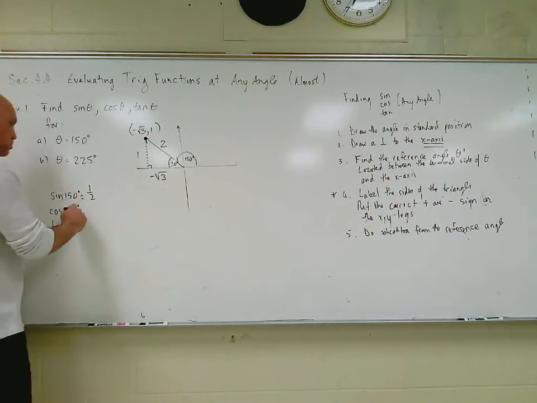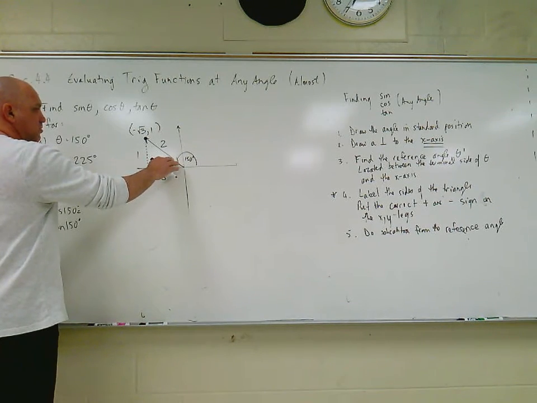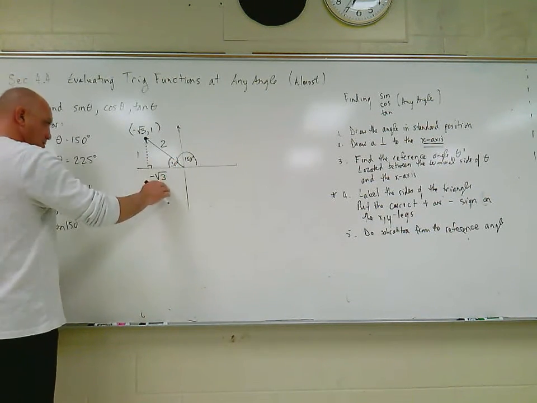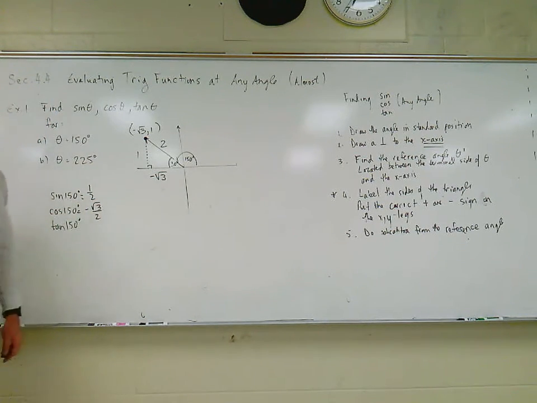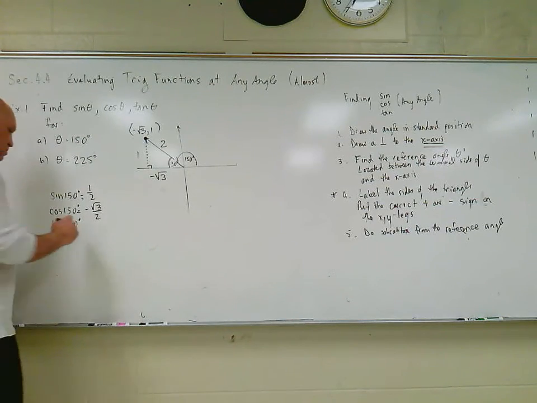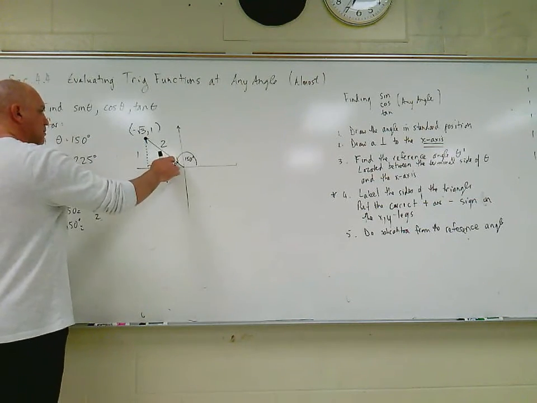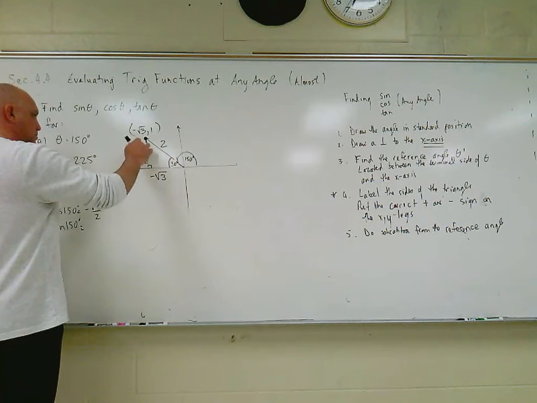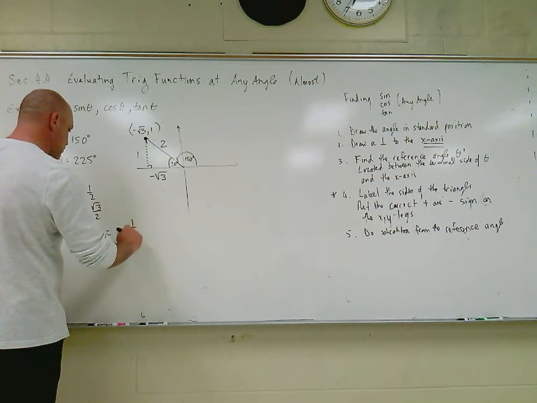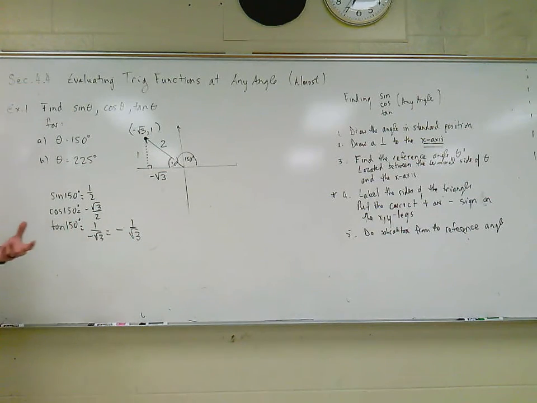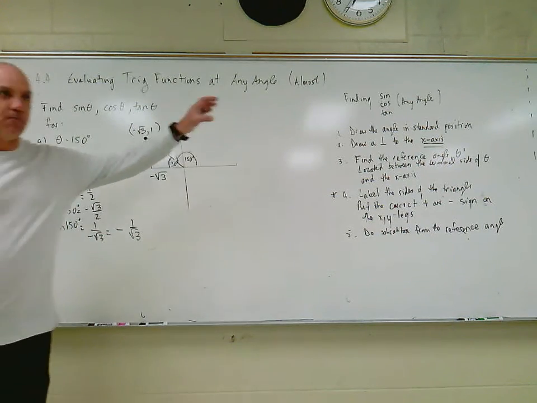And then you did your cosine. What's cosine? Adjacent over hypotenuse, negative square root of 3 over 2, and that's why it's negative. Do tangent of 150. So we'll go from here, opposite over adjacent, 1 over negative square root of 3. I would say negative 1 over square root of 3, and that's why that answer is negative. Okay? So we'll save that recipe there.